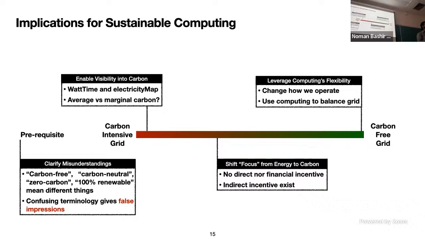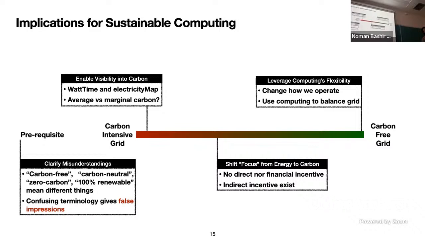So now there are tools available that tell you how much energy and how much carbon you are emitting when you are consuming energy in some place. Then there is this whole discussion about average versus marginal, which is a separate thing. I won't go into it. But the high level point is visibility. You should be able to know how much energy you are consuming and how much carbon that energy consumption is emitting. Then we should be shifting focus from energy to carbon, because it doesn't matter in some sense how much energy you consume. It matters how much carbon that emits.